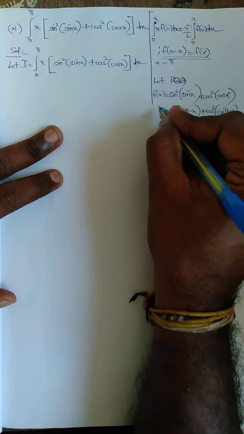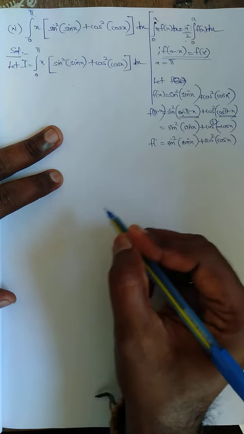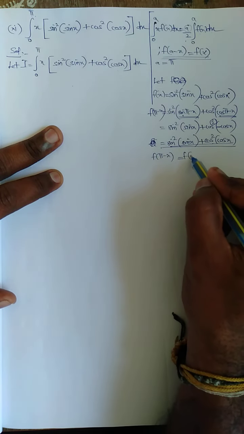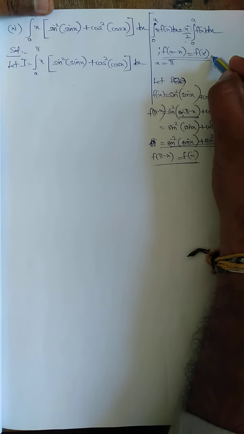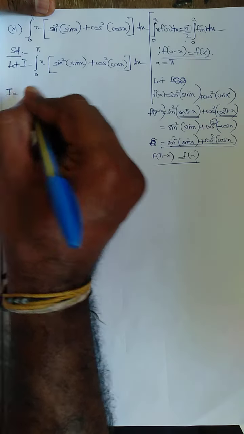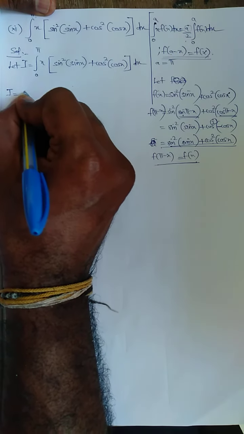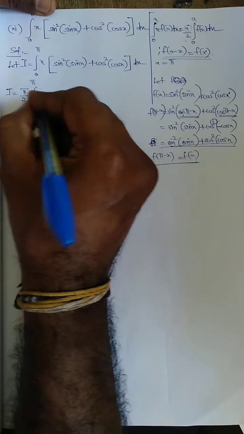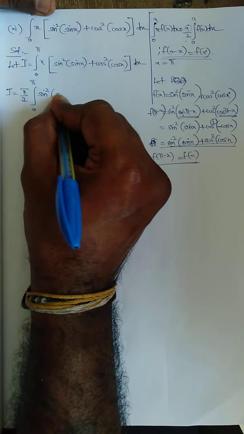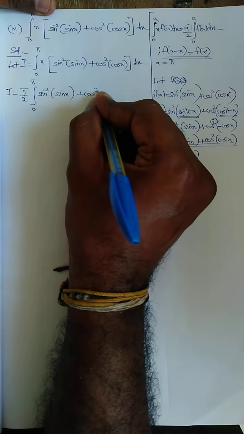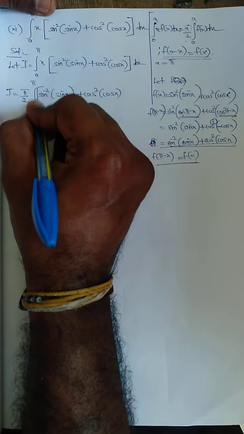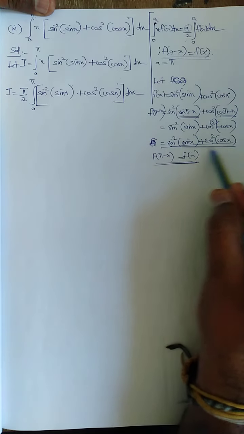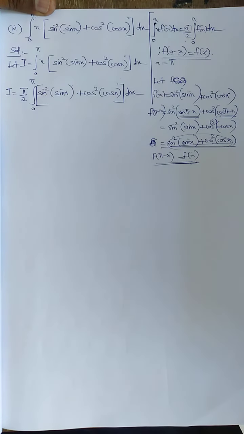So this is f of a minus x, that is f of pi minus x, which is equal to our f of x. So f of pi minus x is nothing but f of x, so I can apply this property. Therefore I is equal to a by 2, a is pi, so pi by 2 times the integration of 0 to pi, this x will go away, of the bracket sine square of sin x plus cos square of cos x, close the bracket, dx. Since f of pi minus x is equal to f of x, we can apply this property.